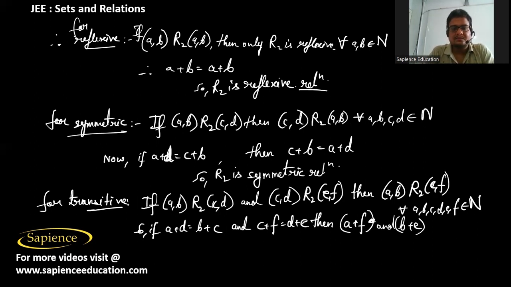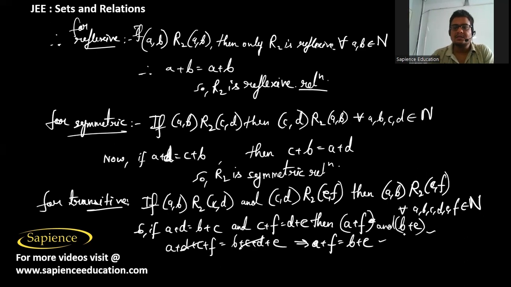So now, if we add these two equations, then we get a plus d plus c plus f equal to b plus c plus d plus e. So now here c plus d we can cancel them. Then obviously a plus f will be equal to b plus e. So therefore R2 is a transitive relation also.